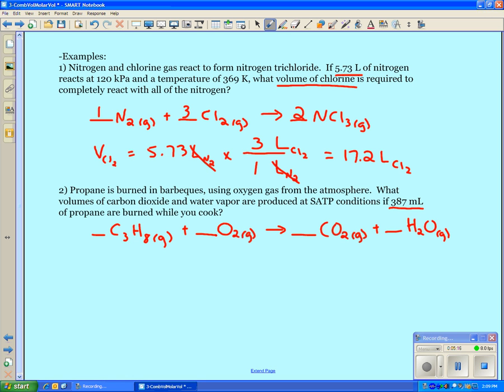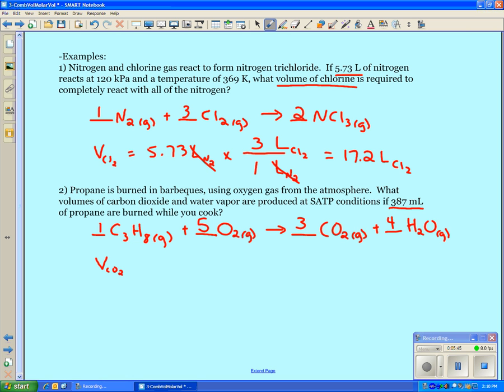Balance that out. So 1 propane gives 3 carbons, so we need a 3 in front of the carbon dioxide. 8 hydrogens on the left means that we need a 4 in front of the water. We have a total of 6 plus 4 oxygen on the right-hand side, so that's 10. We need a 5 in front of the O2 on the left-hand side. So we want both volume of carbon dioxide and water vapor.